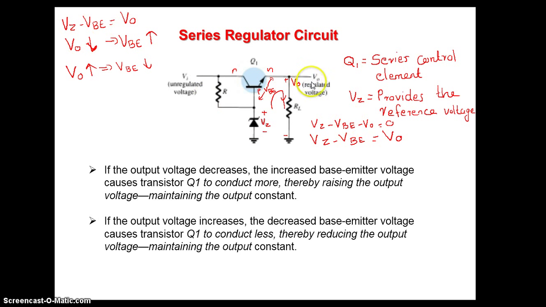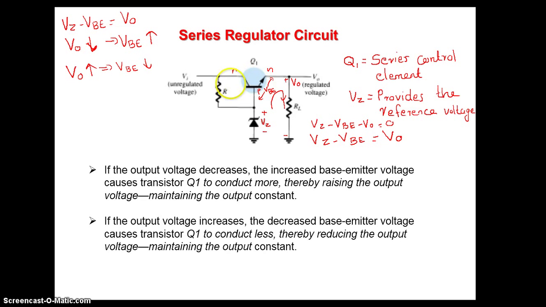So it maintains a constant output voltage. By any chance if the output voltage decreases, the base to emitter voltage of the transistor will increase, so the transistor conducts more, more input passes to the output, and the output will be increased again to maintain the constant output voltage. Similarly, if your output voltage increases, VBE will decrease, the transistor will conduct less, so less input will be passed to the output, the output voltage will decrease, again maintaining the constant output voltage. That is the working of a series regulator circuit with a single transistor.